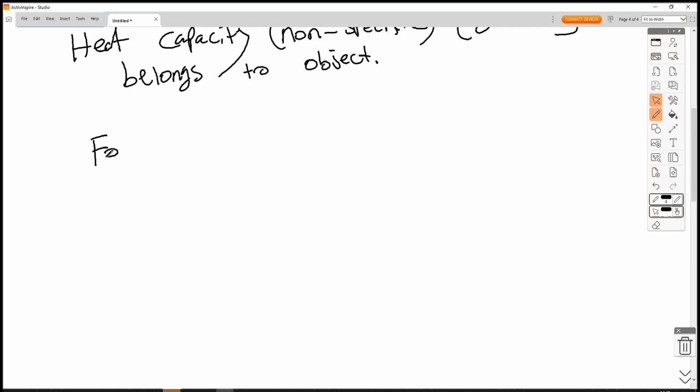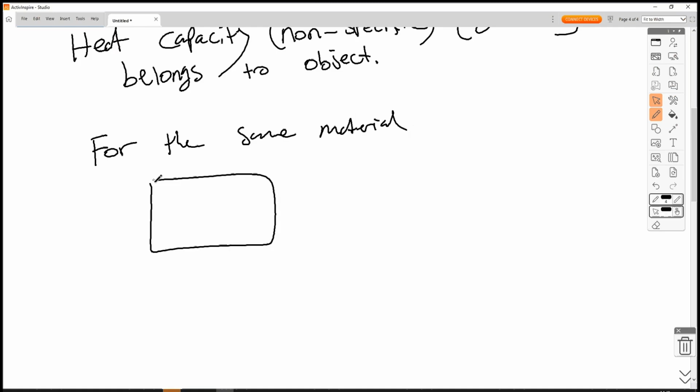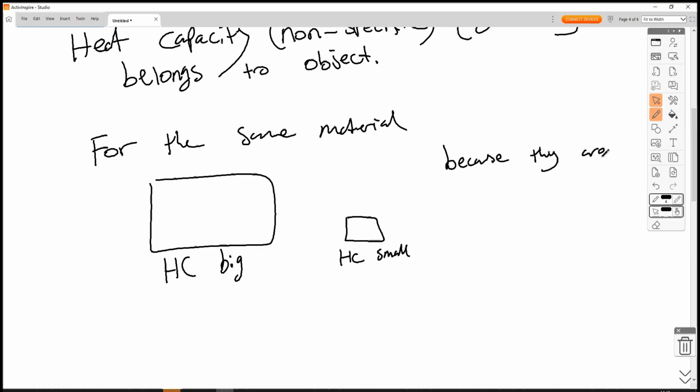So for the same material, the more massive has a larger heat capacity. So this has a heat capacity which is big, and this one has a heat capacity which is small. But because they're the same material, they have the same specific heat capacity.